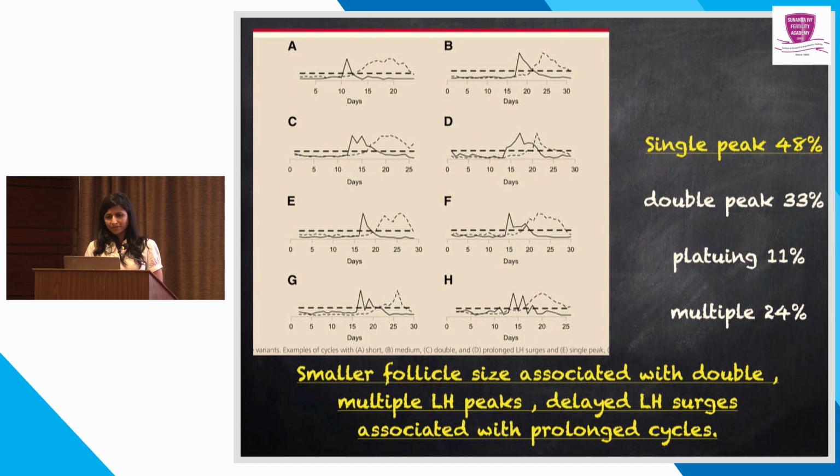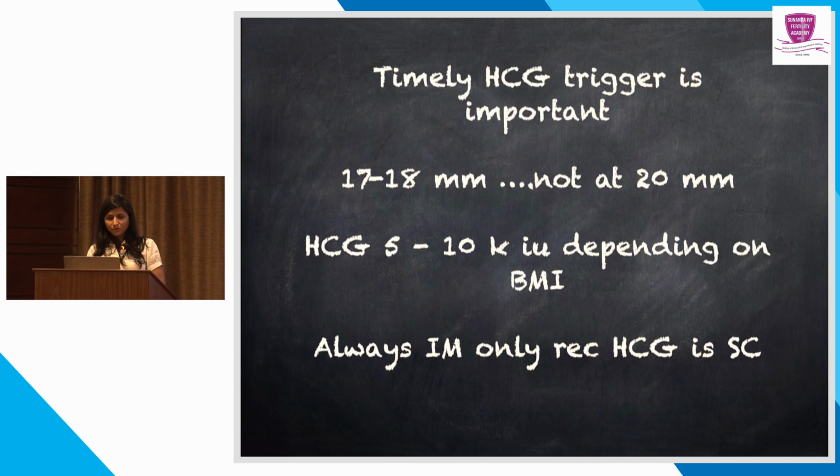This was described by Sir, he has already well explained that LH surge is very different, and its duration is also different. Every cycle it will vary, along with stress and other factors also. So timely HCG trigger is important, at 17 to 18 millimeter and not at 20 millimeter, only in letrozole cycle, because the E2 takes some time to pick up.